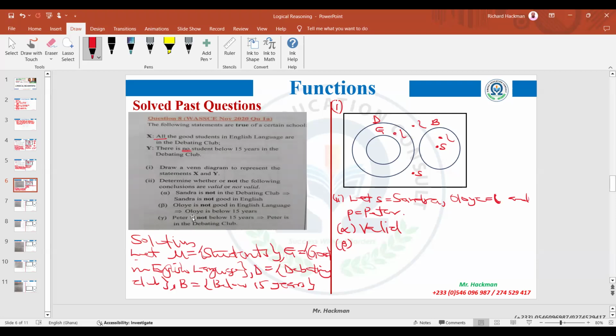Now the second part of the statement, the direct statement. Oloye is below 15 years. So what will be the counter statement? Oloye is not below 15 years. So if you are able to get Oloye outside P, it will counter the statement. You get the point? Yes, please.